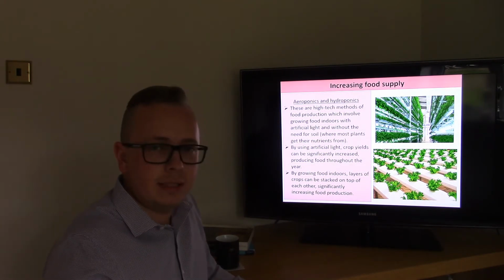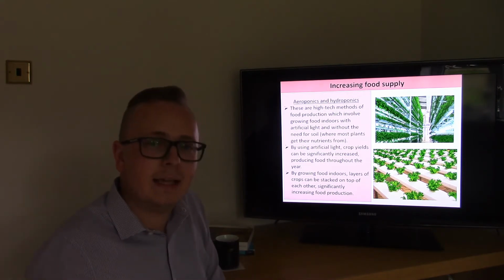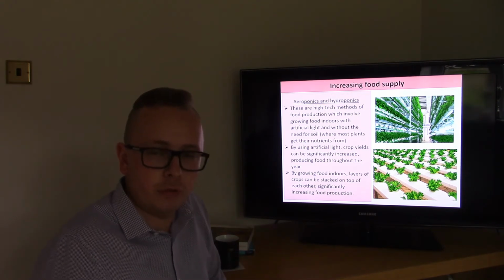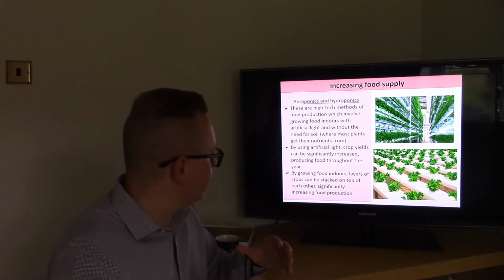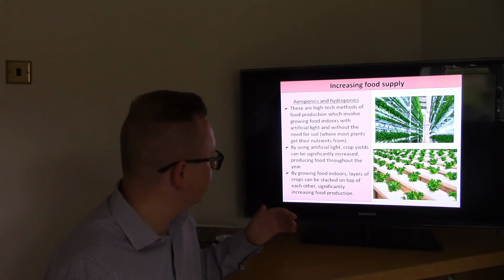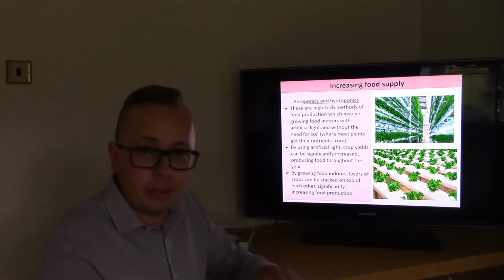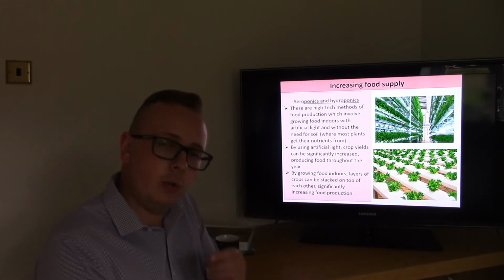Now the next one is aeroponics and hydroponics. These two are very similar. They're a very high-tech method of food production that doesn't require soil. Now, plants need soil to grow because that's where they're getting their nutrients from, but these techniques have mastered the ability to grow plants without soil. They get the nutrients in other ways. It's often also indoors and uses artificial light.